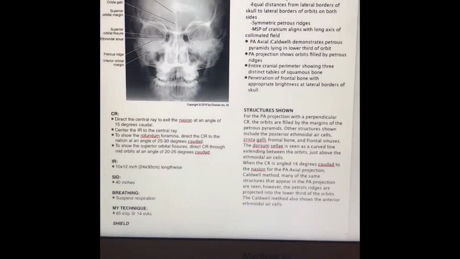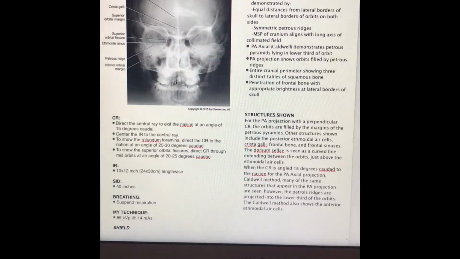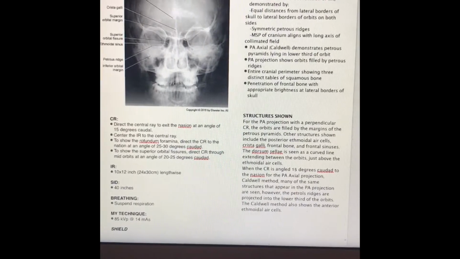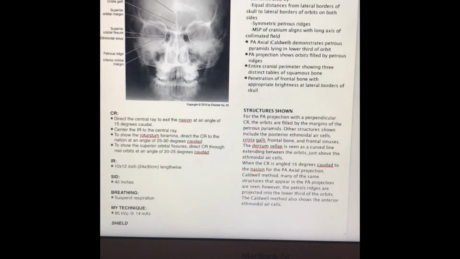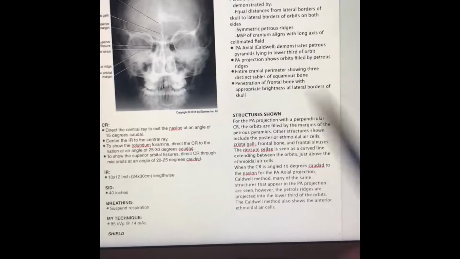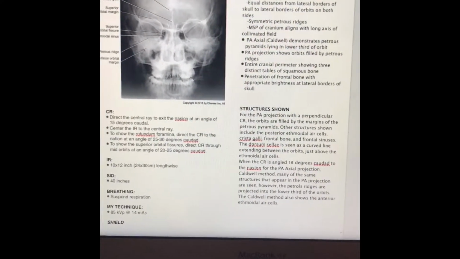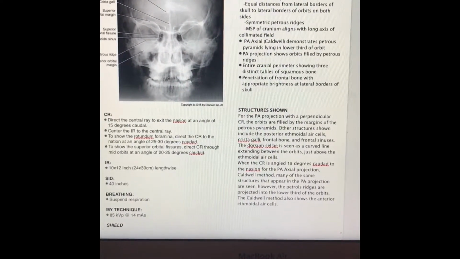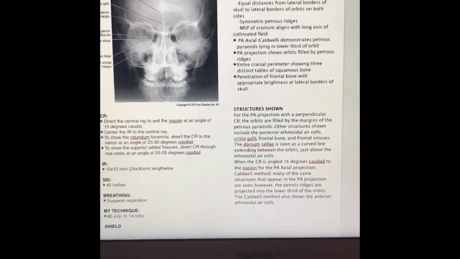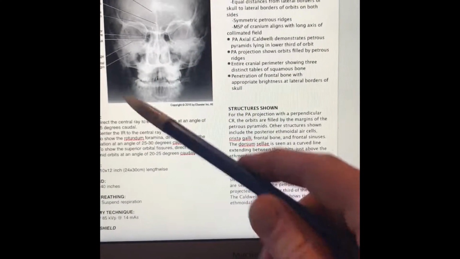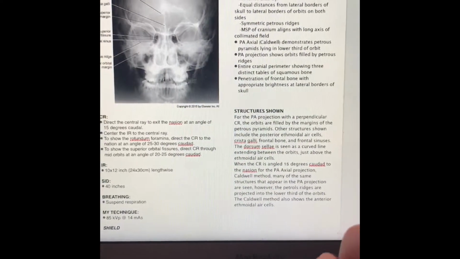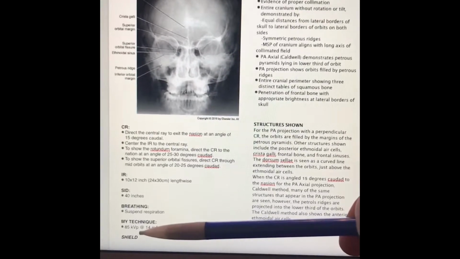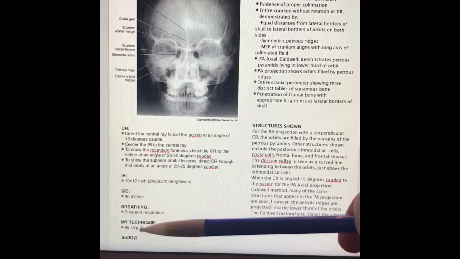Okay, now I'm going to do my image evaluations. This is a PA axial projection, Caldwell method. The Merrill's evaluation criteria for this image is we need to have evidence of proper collimation, and on this image it's good collimation. Entire cranium without rotation or tilt, which is demonstrated by equal distances from lateral borders of skull to lateral borders of orbits on both sides, symmetric petrous ridges, MSP of cranium aligns with long axis of collimated field.